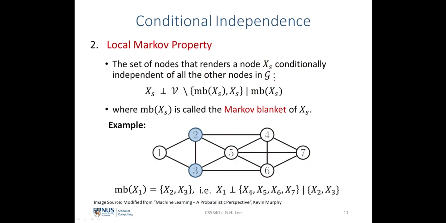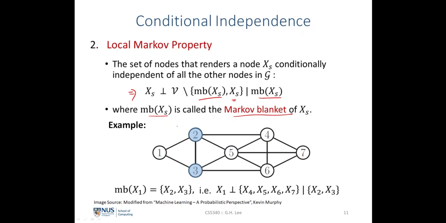The second Markov property that we are going to look at is what we call the local Markov property. It states that the set of nodes that renders a node XS conditionally independent of all other nodes in G, such that XS is conditionally independent of all other nodes in the graph, except for the Markov blanket of XS and XS itself, given the Markov blanket, where we use the notation MB(XS) to denote the Markov blanket of XS. If the graph fulfills this condition, it means that the undirected graphical model fulfills the local Markov property.